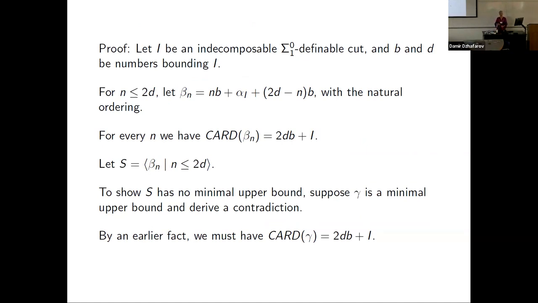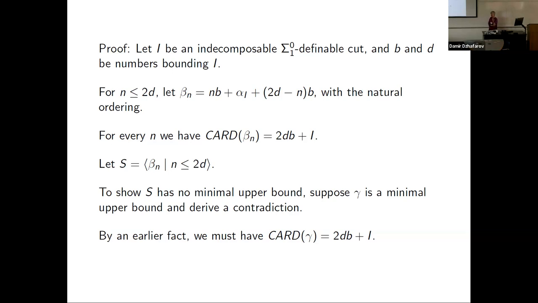And we define our ordinals this way. We start out with 2D times B, which we think of as 2D many copies of B, which leaves, including the beginning and the end, 2D plus one many gaps between those blocks. And each of our ordinals is going to be putting a copy of I in exactly one of those gaps. So all these ordinals have the same size, 2DB plus I. And so a minimal upper bound is going to have that same size.